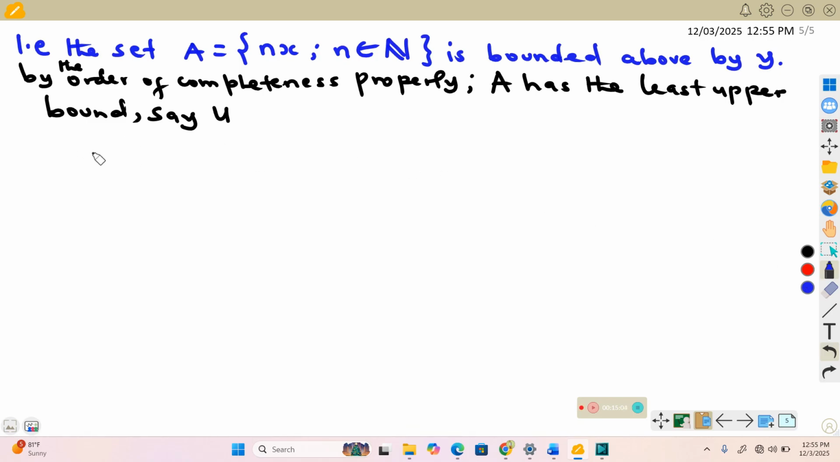So if u is our least upper bound, then this will imply that our set A is less or equal to u. So for that case, this will imply that nx is less or equal to u, and this happens for every n which is picked from the set of natural numbers, because we are saying u is our least upper bound. So it means all the elements from this given set will be less or equal to u.